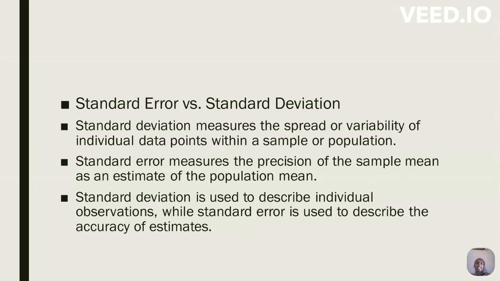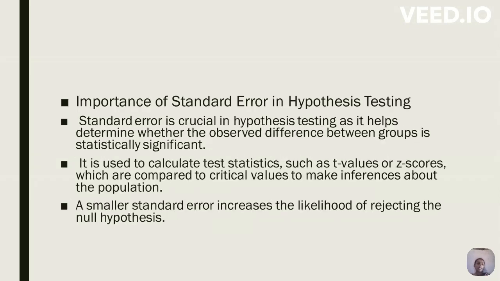Next, we move to standard error versus standard deviation. Standard deviation measures the spread or variability of the individual data points within a sample or a population. Standard error means the precision of the sample mean as an estimate of the population mean. Standard deviation is used to describe individual observations, while standard error is used to describe the accuracy of an estimate.